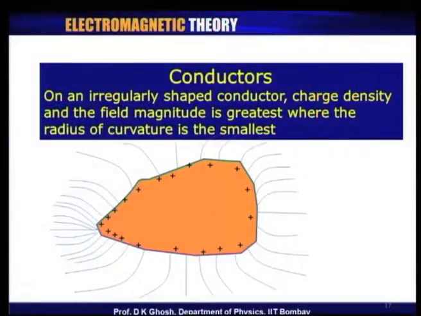Suppose you take an irregularly shaped conductor, then it turns out that the electric field is the strongest and charge density is maximum where the radius of curvature of this irregularly shaped body is the smallest. Now, I will not be able to give a rigorous proof of this statement, but it can be understood in the following way.